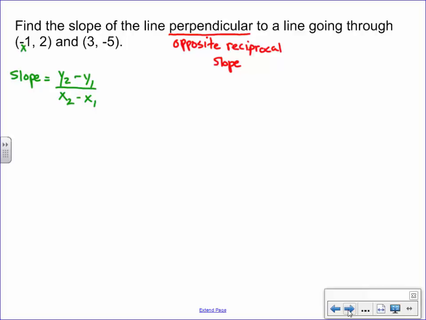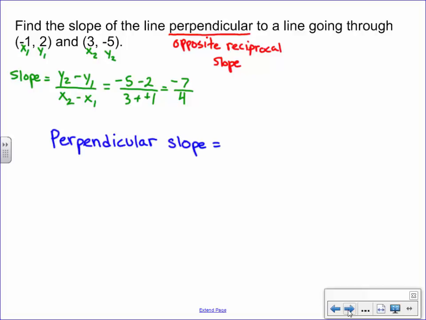So my first point is x1, y1. My second point is x2, y2, and I fill those in. So that would be negative 5 minus 2 over 3 minus negative 1. And negative 5 minus 2 is negative 7 over 3 minus negative 1 is 4. And so then to find the perpendicular slope, I would need to find the opposite reciprocal of negative 7/4. So opposite of negative is a positive, and the reciprocal of 7 over 4 is 4 over 7. So our perpendicular slope would be positive 4 over 7.